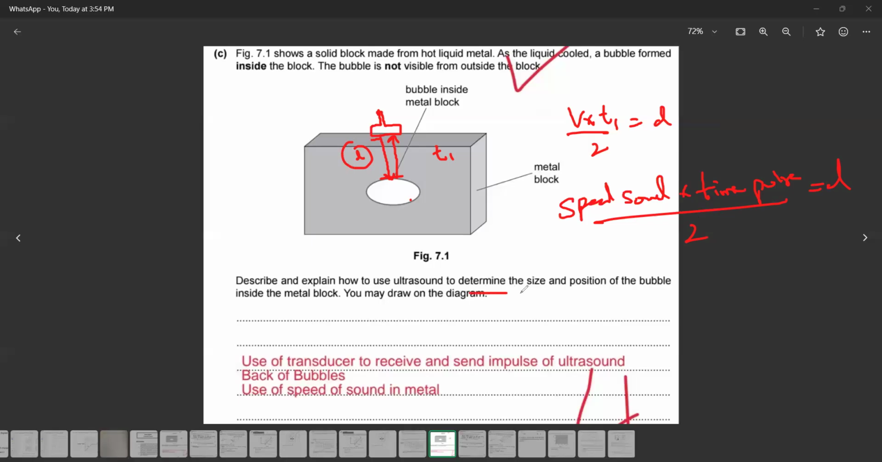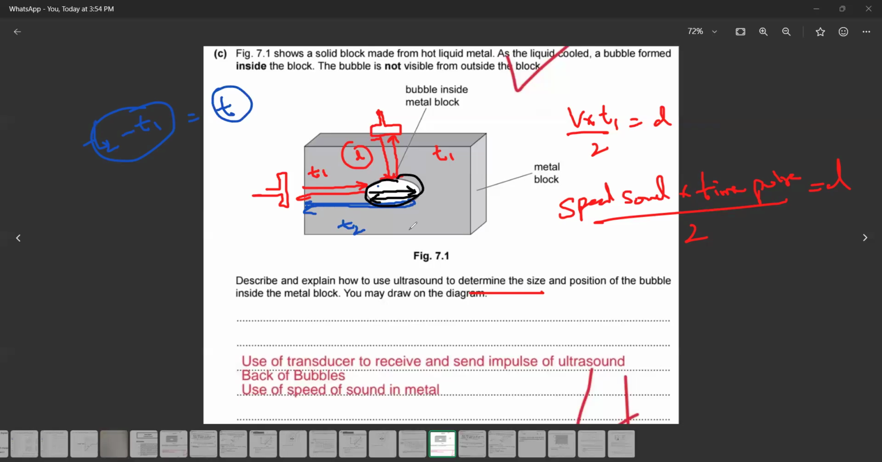The second is how we determine the size of the bubble. When we send the pulse from here, the pulse is sent and received. That will be T1. Then we send another pulse, and some of the radiation will pass through and then bounce back. That time will be T2. Taking the difference of the two pulses, the time interval between them, we will know how much time the radiation takes within the bubble, because within the bubble the sound wave also travels and then returns back.